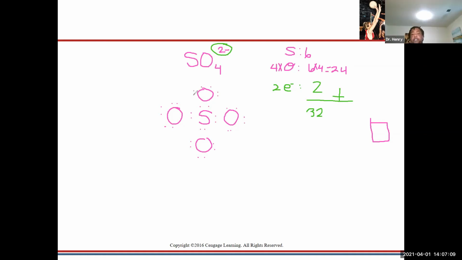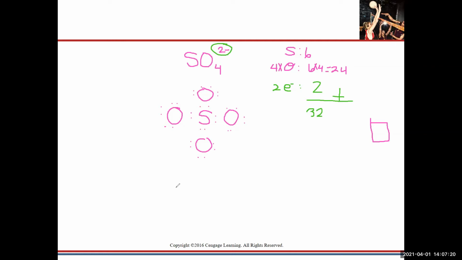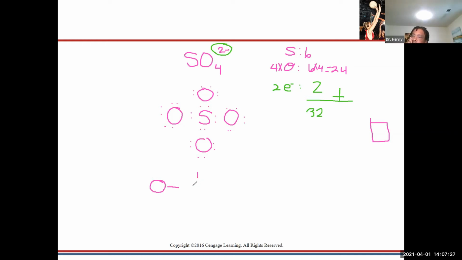Okay, so can we place this so that everybody's octet is reached? Or fix this so that everybody's octet is reached? It already looks like they all have an octet. Okay, make it a single bond all the way around the S, right? Okay, so you're just saying 4 single bonds. Yeah.